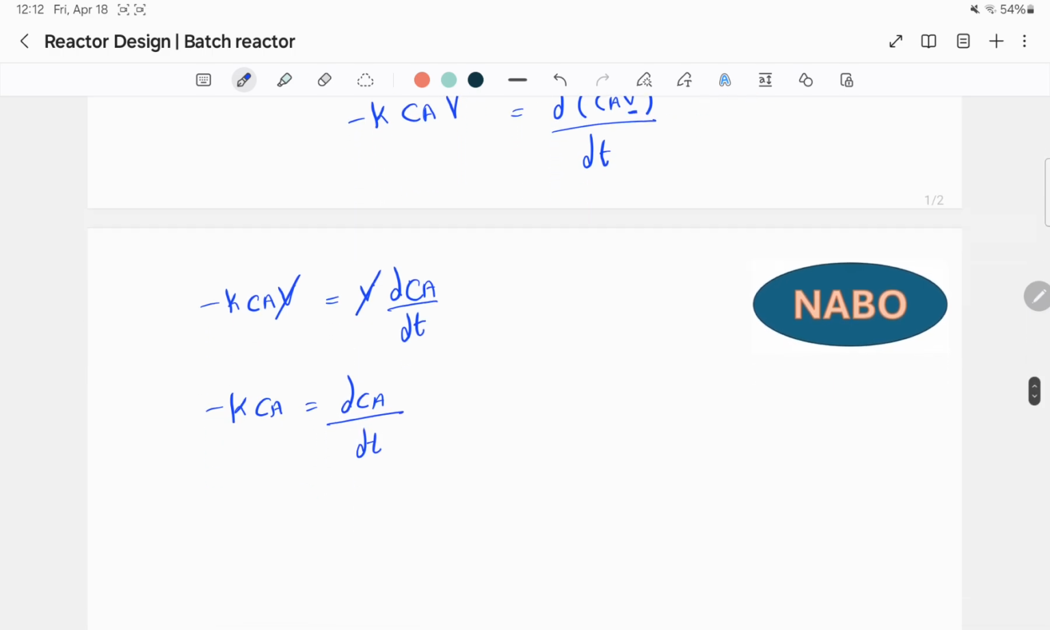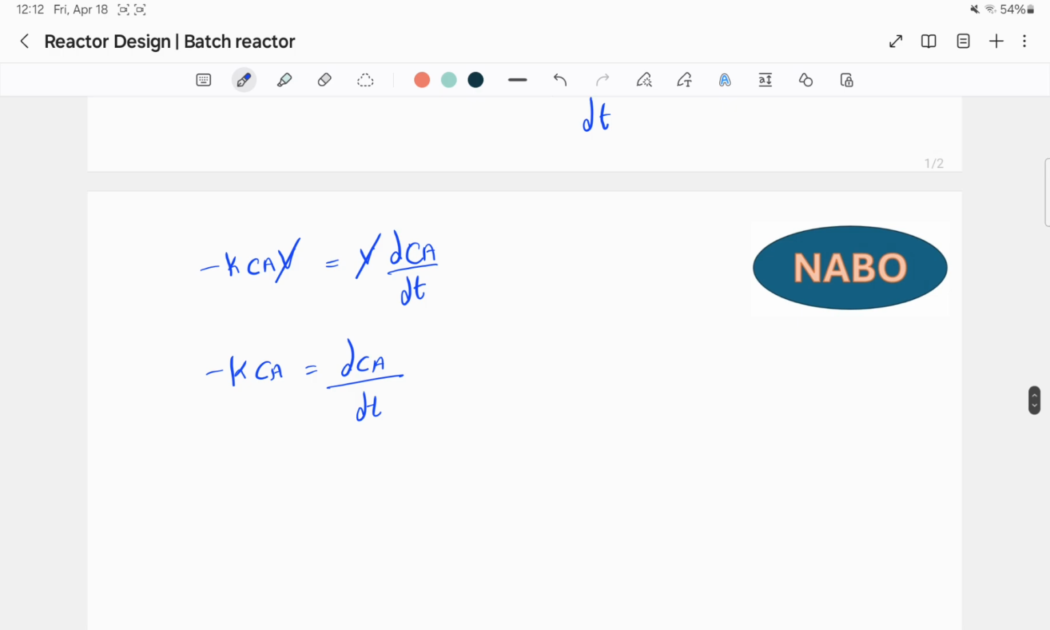We'll rearrange this equation a little bit. We'll take dt to this side and CA to that side. We'll be left with negative K times dt equals 1 over CA dCA. We'll integrate both sides, and this side will be from 0 to t, the time we're looking for. Now on this side it will be from the initial concentration to the final.